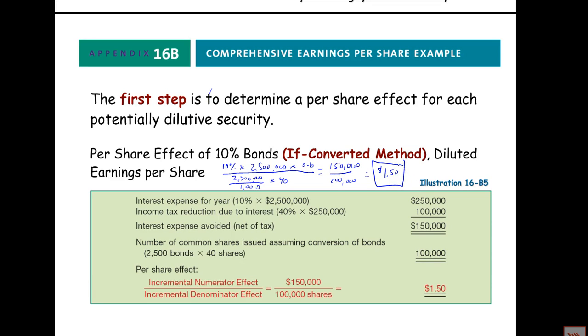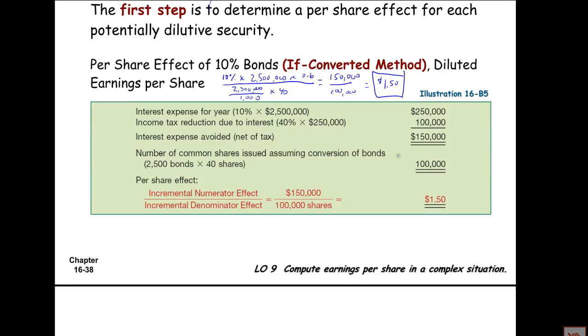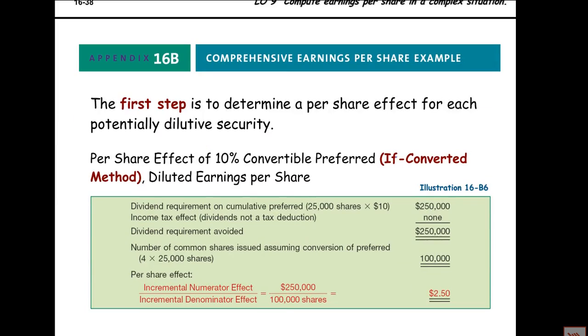So you have first the warrants, 0 per share effect, rank number 1. 8% bond at $1.20, rank number 2. 10% bond at $1.50, rank number 3. And now we're going to go to the convertible cumulative preferred.